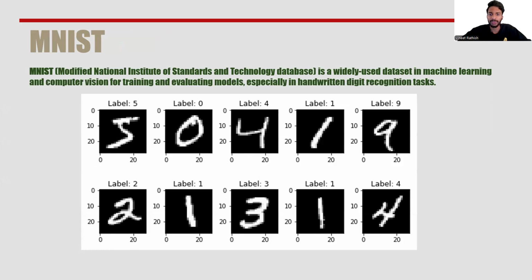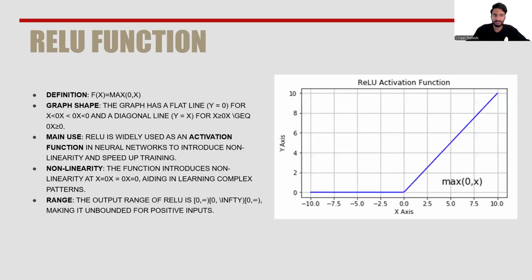Now, to obtain the data set for the images, we have used MNIST, which is the National Institute of Standards and Technology database, a widely used data set in machine learning and computer vision for training and evaluating models. We use the handwritten digit recognition data set for this.